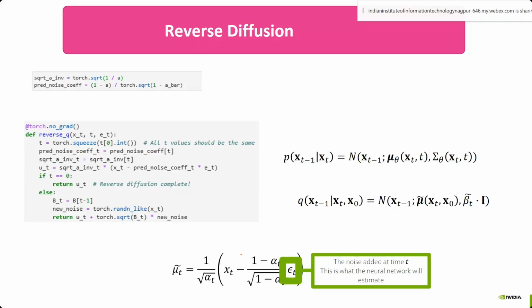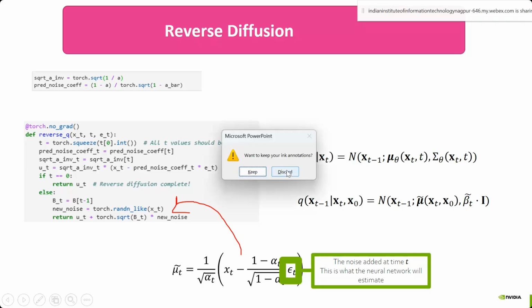You are writing this formula in the code. And what are you returning? You are returning this parameter mu t plus torch of square root of bt into noise. So this is how we have finished the diffusion process.